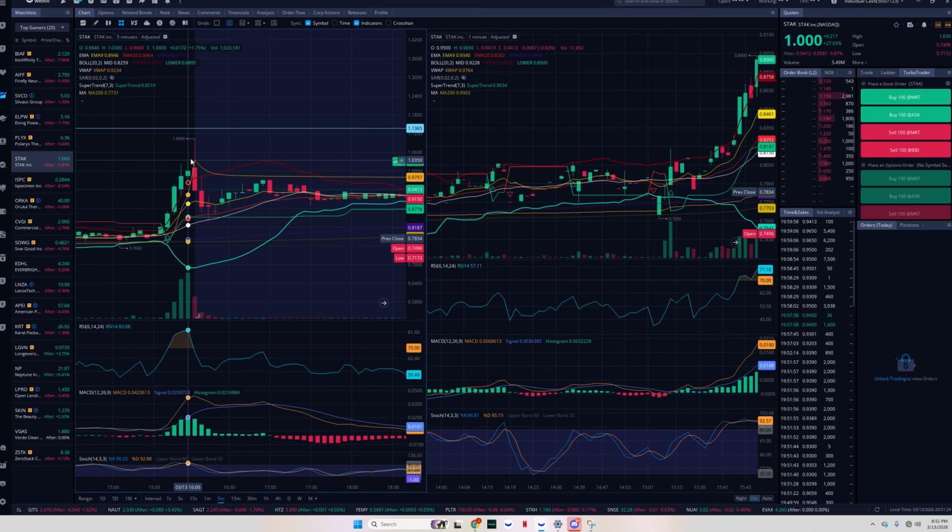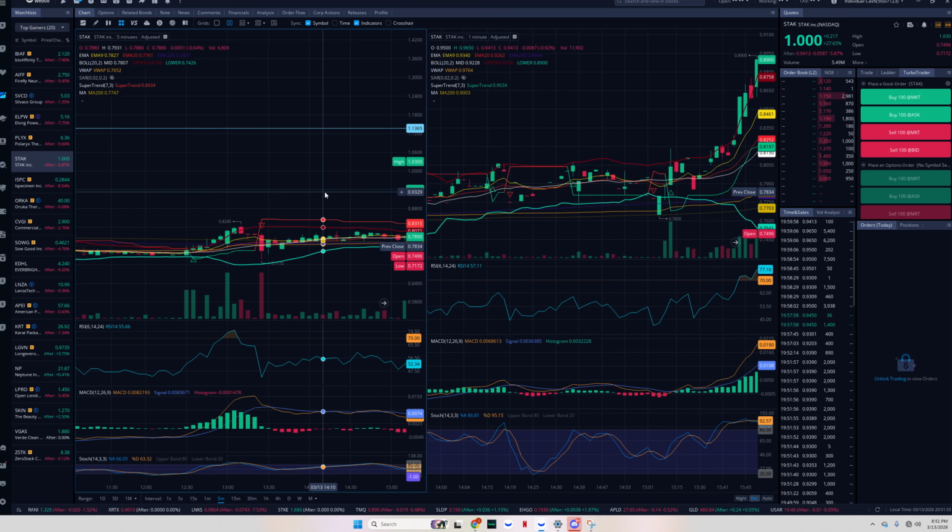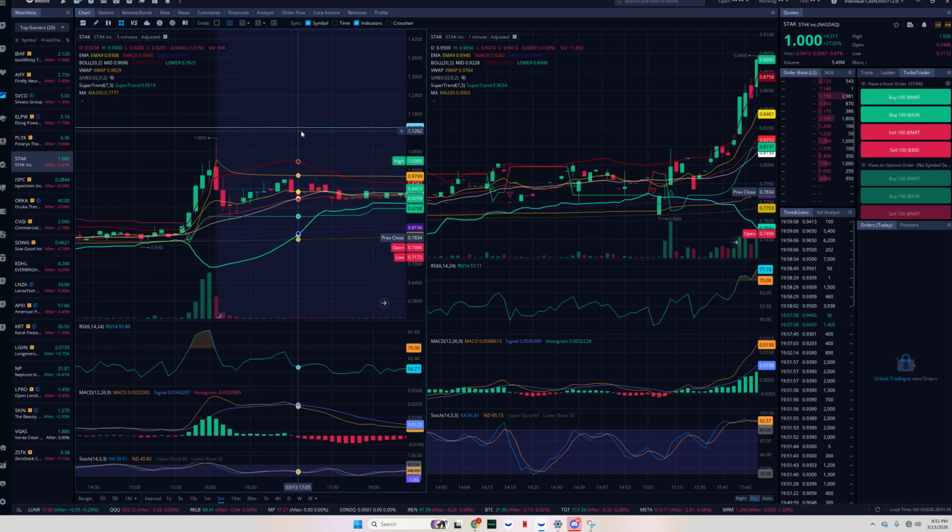So this one, 5 minute, looked good to me. But this was more of a smaller move. It didn't have a lot of room to set a lot of different levels. But that 113 was what I would have been watching for this entry.